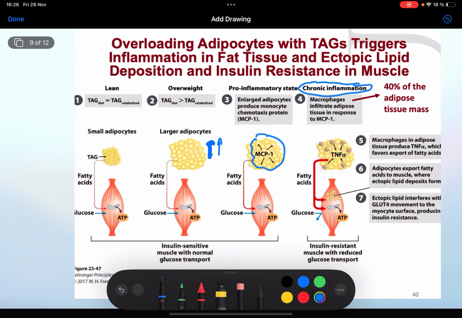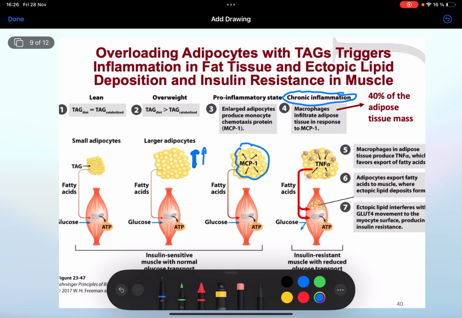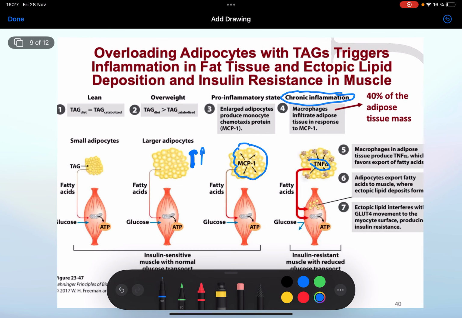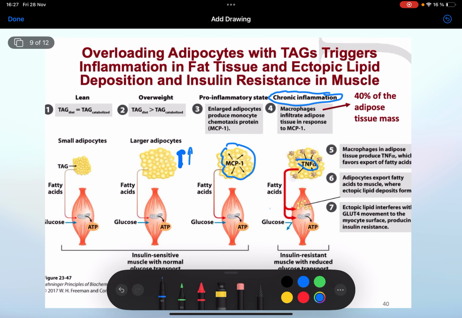And what would this 40% breakage of adipose tissue mass do? So this TNFA would favor export of fatty acids. So when we have fatty acids, this molecule right here will tell these fatty acids to then enter the liver and enter the muscles.